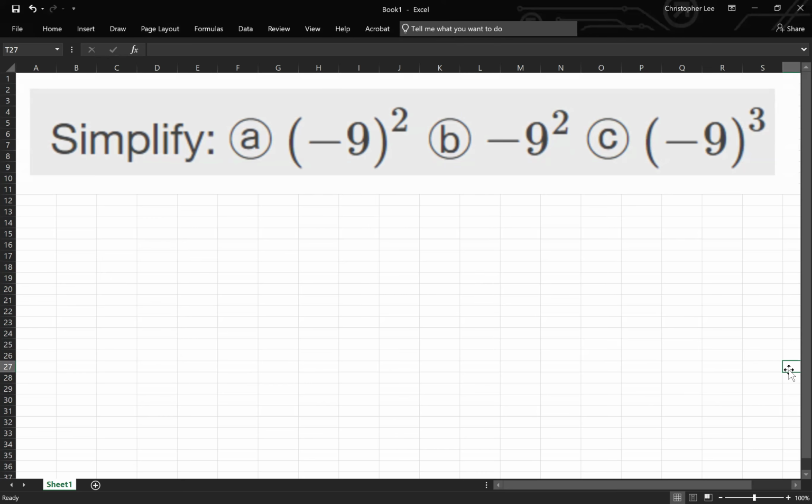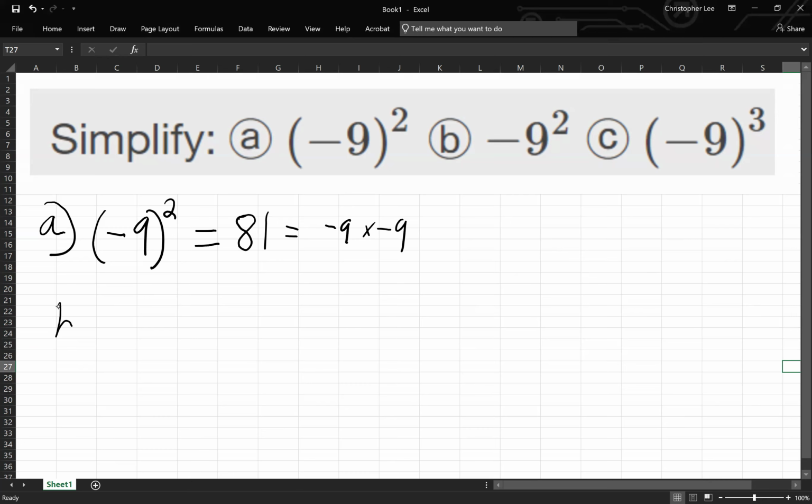So what's the answer for A over here? A is in parentheses -9 squared. What's that answer? Yeah. 81. Perfect, right? And the reason why it's 81 is because this is actually -9 times -9, right?